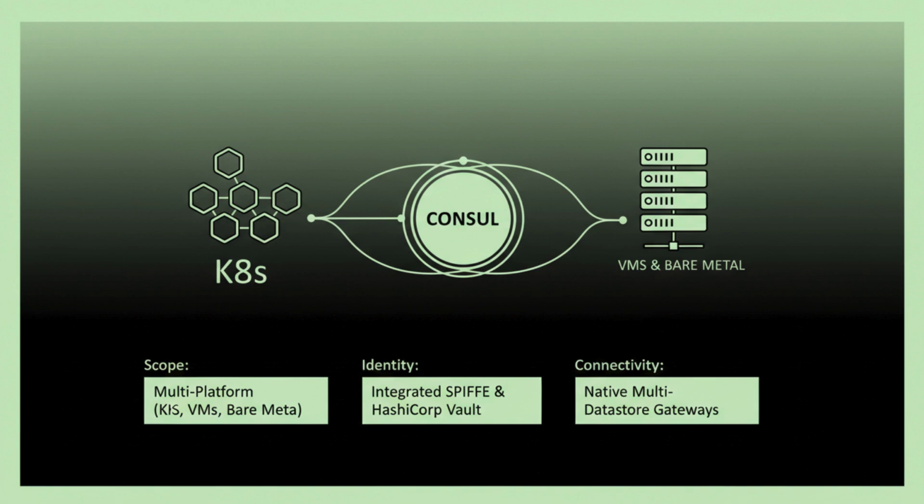While Istio and Linkerd are heavily Kubernetes native, Consul's ability to bridge the gap between legacy data centers and modern cloud-native clusters makes it indispensable for large-scale enterprise migrations and multi-region connectivity.